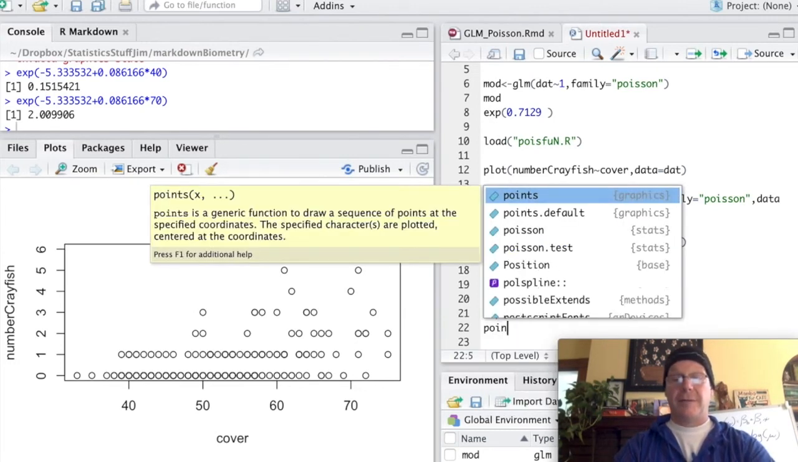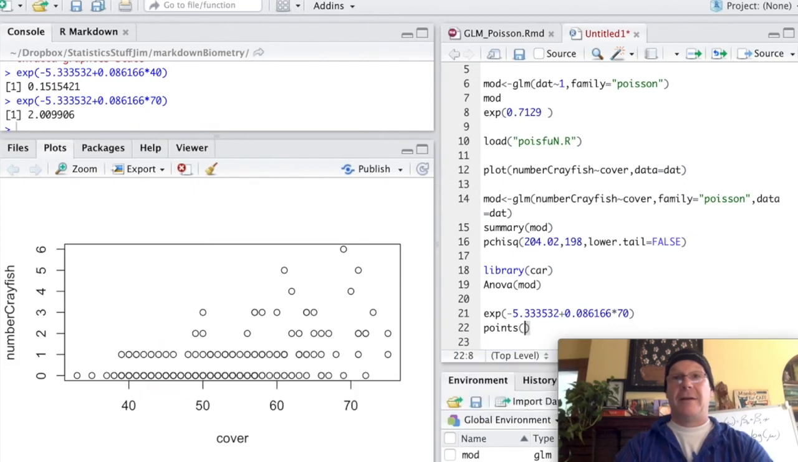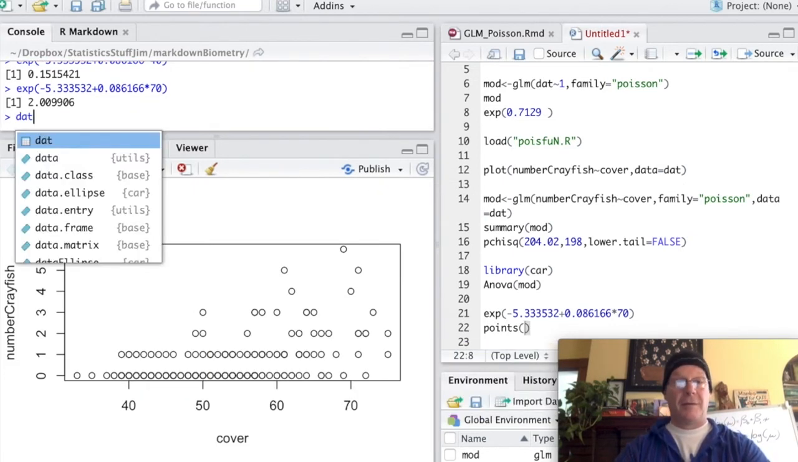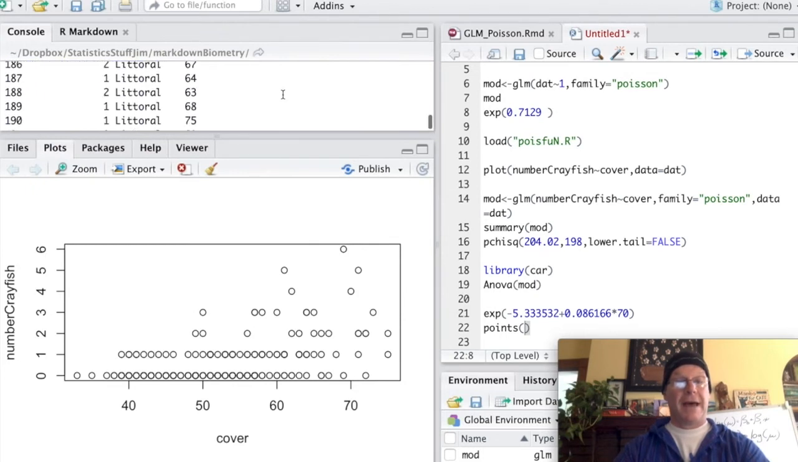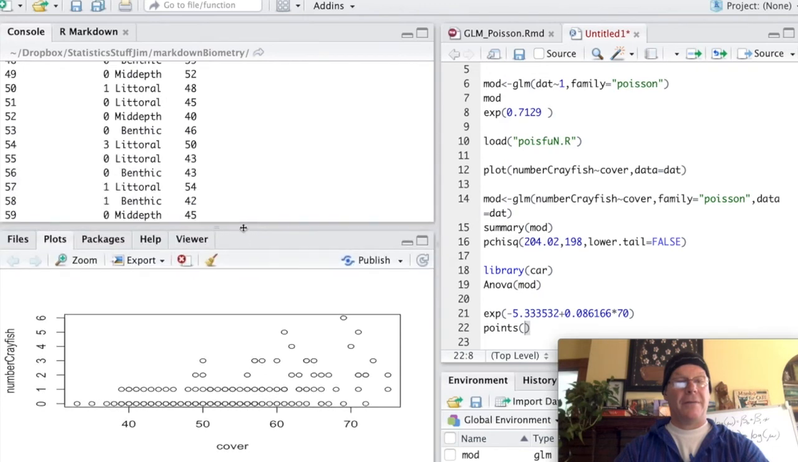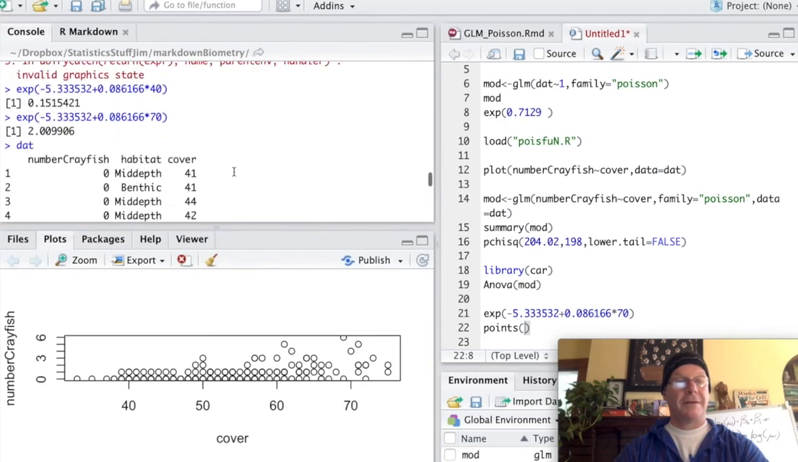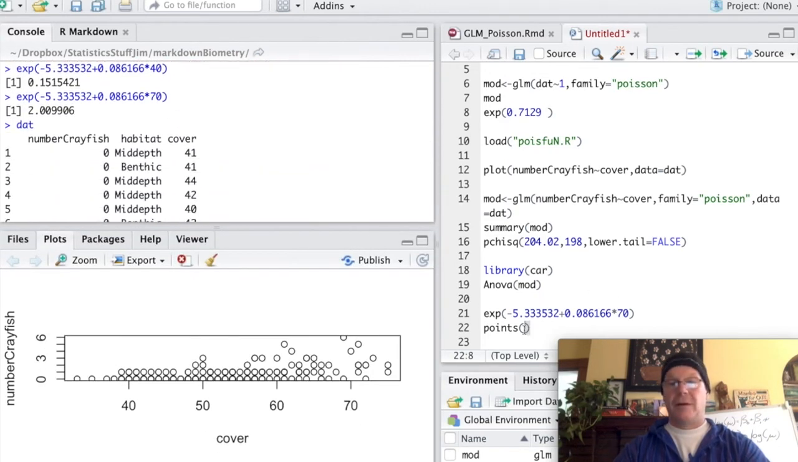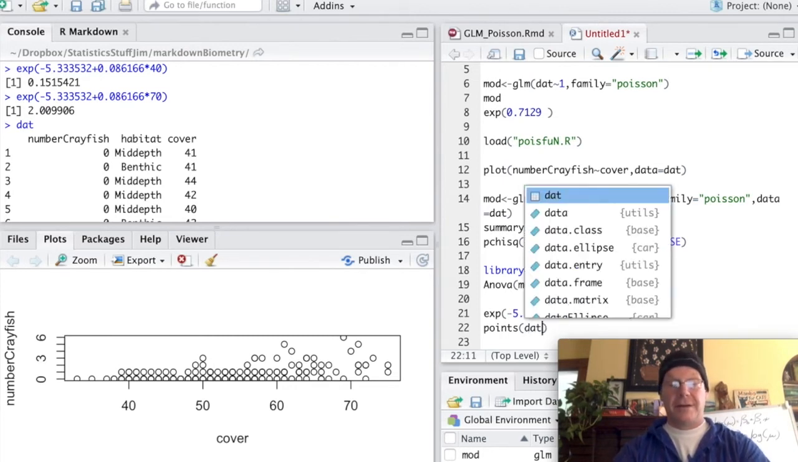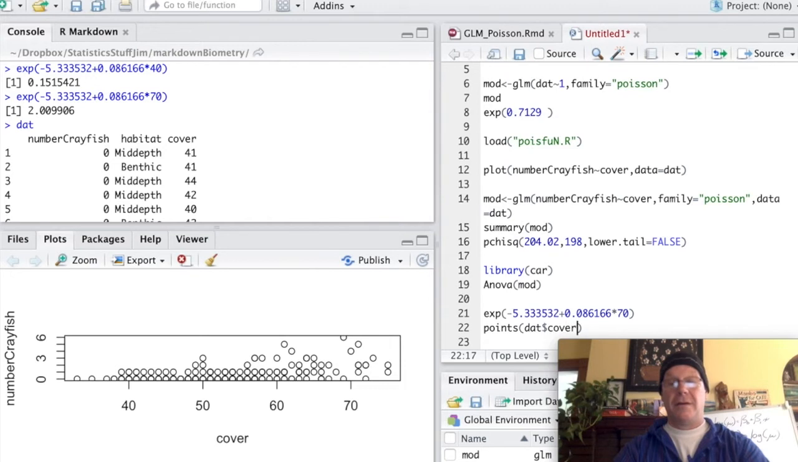points. I'm going to lay points on top of that, and I got to look at my DAT again. Got to remember where I'm at. Okay, DAT, the third column is the amount of cover. Yes, yes. And so I'm going to say that I want DAT$cover on the x-axis. Now the y-axis, I want it to be the predicted values.